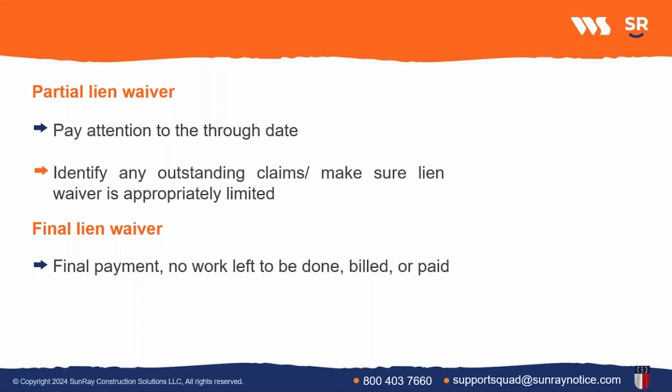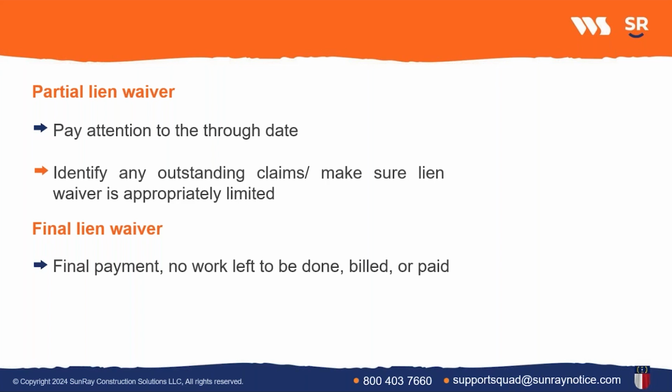Make sure also that when you sign a lien waiver, the lien waiver is limited to what you're intending to waive. So this is specifically important when you're signing a partial lien waiver. The work is still ongoing. This isn't the end of the project. You might still have outstanding claims. There might be change orders that haven't been executed, and you want to make sure that when you're signing the lien waiver, if you have any of those outstanding claims that you do not want to waive, that you identify them so that they're preserved and not subject to the interim lien waiver.